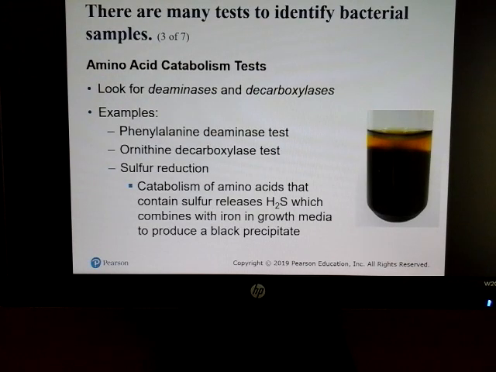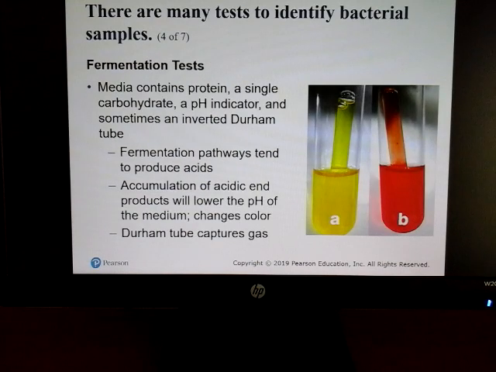Now, these are just a few tests. I'm going to go through them a little bit quickly. These are ones you'll use in the laboratory to identify an unknown. You can test for amino acid catabolism by looking for deaminases, decarboxylases. We can also look for sulfur production. Here the black indicates that sulfur is produced, so these are some of the media you could use for that.